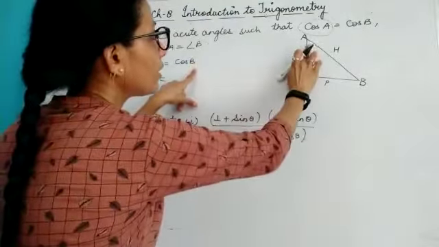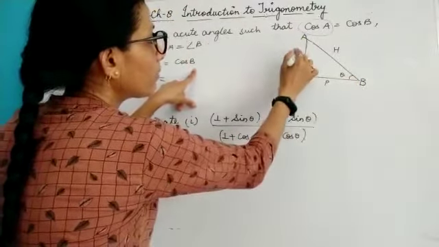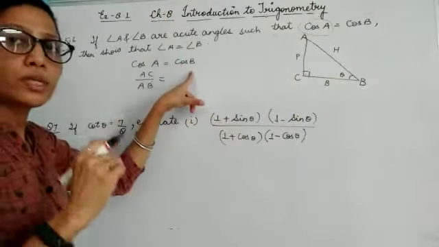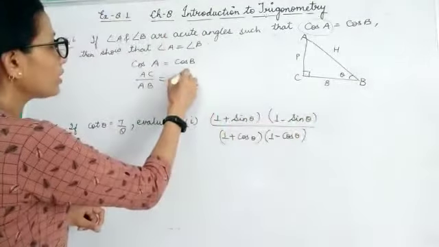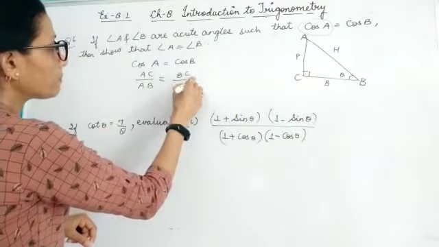That means my theta is placed over here. So subsequently, opposite to theta, it will be perpendicular and this will be your base. So again, your cos B is base by hypotenuse. So what is your base over here? It is BC. And what is your hypotenuse? Hypotenuse is your AB only.